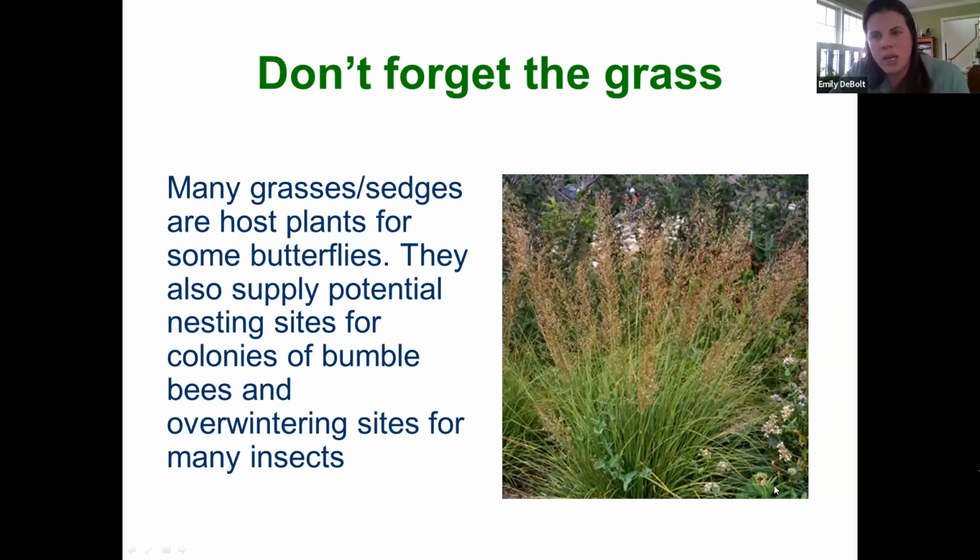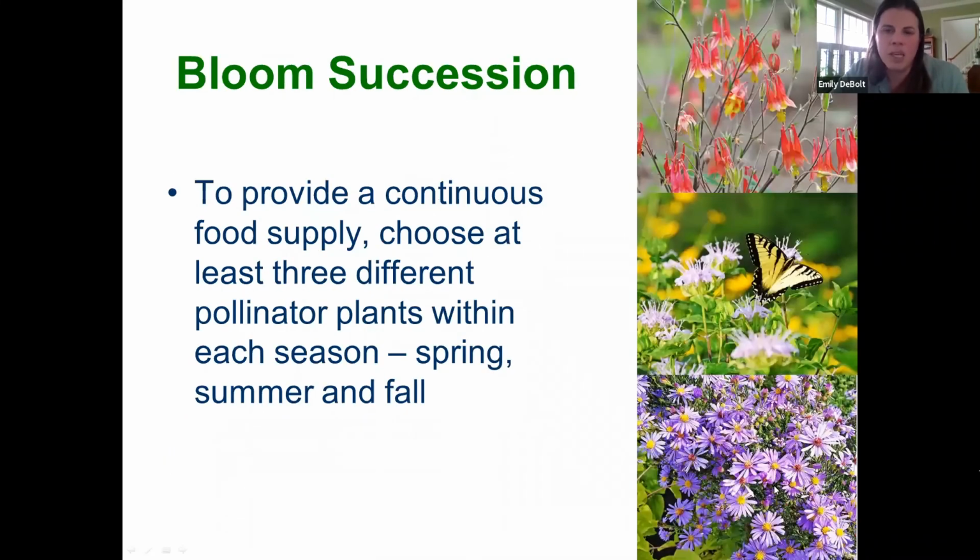I know we all tend to go to the pretty flowers and the shrubs, but grasses are actually really important as well. And again, it's pollinator specific, but also just general. It's nice for your garden to have color year round, so choose plants that are going to bloom throughout the different seasons.